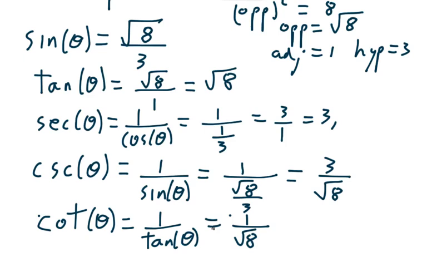Okay? Let me just draw a line here to separate. So we have all our trig functions. We have radical 8 over 3 for sine. Cosine, remember, was given as 1 over 3. Tangent is radical 8, which is radical 8 over 1. Secant is 1 over 1 over 3, which is 3. Cosecant is 1 over sine, which is 1 over radical 8 over 3, which is 3 over radical 8. Cotangent is 1 over tangent, and here that's just 1 over radical 8, which we could just leave alone because tangent of theta is just radical 8.